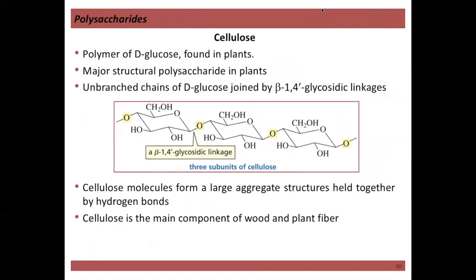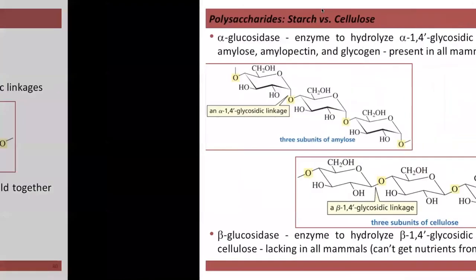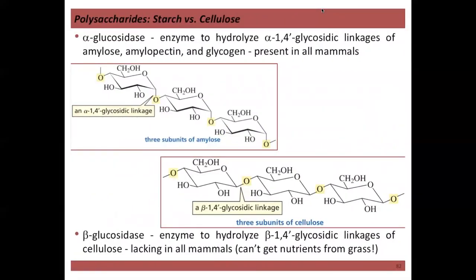Okay, so cellulose and starch are very similar other than the linkage. So he said in starch, amylose, the linkage is an alpha 1,4. In plants, it's a beta 1,4. And so cellulose is actually the main component of wood and plant fibers. And so just by changing this linkage here, you actually change the conformation of the polysaccharide.